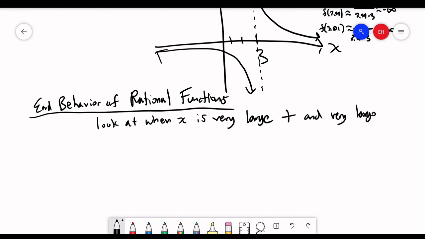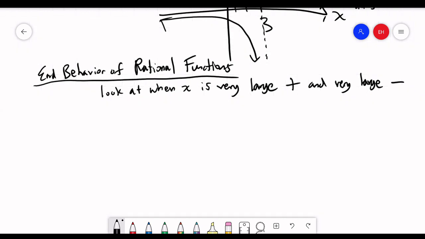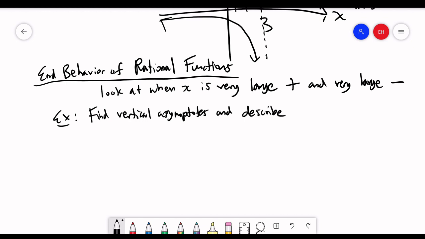So when you want to find the end behavior for rational functions, you're going to plug in x as a very large number and a very negative number and see what happens. So let's look at this example. We're going to find vertical asymptotes, just as a review from earlier, and we're also going to look at the end behavior of this rational function. Okay, so our rational function is f of x equal to negative 4x plus 8 over 2 minus 3x.